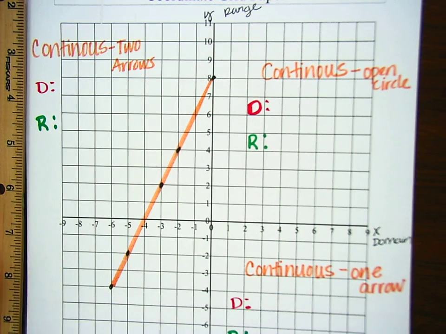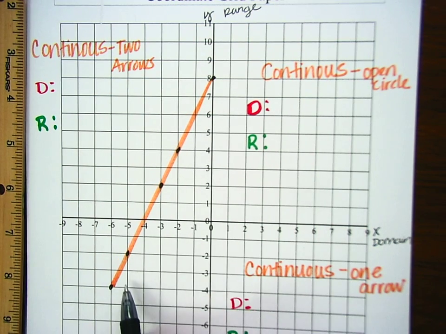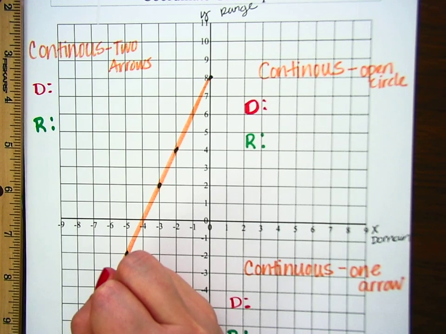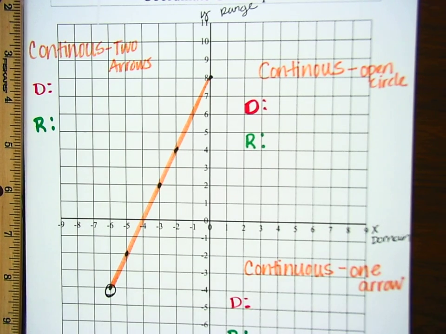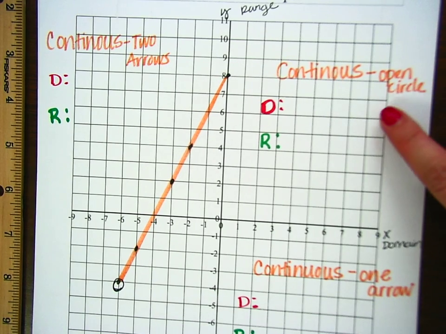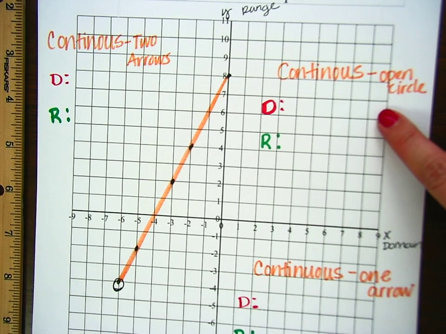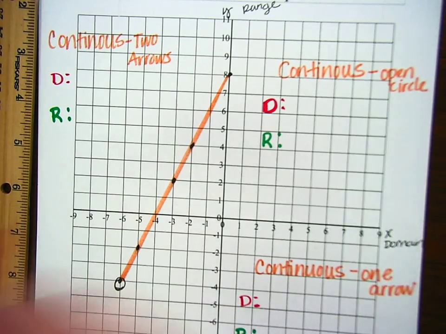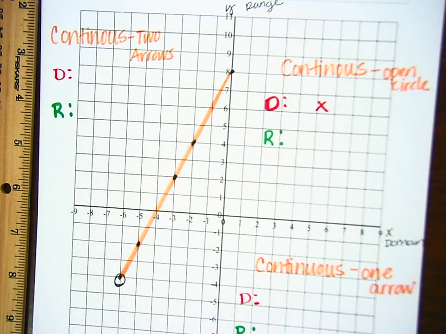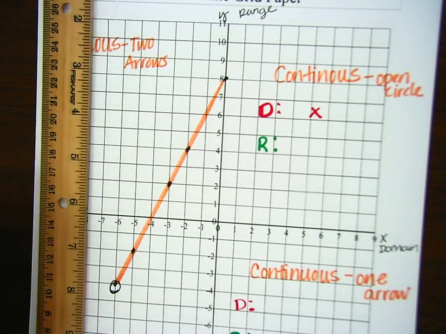So I'm just going to pick one of the endpoints, and instead of actually having a point there, I'm going to draw an open circle. So we're going to pretend there's an open circle there. Okay? So remember, for the domain of a continuous function, we have to see what my minimum and maximum x value is. Okay, so it's the same function as earlier.